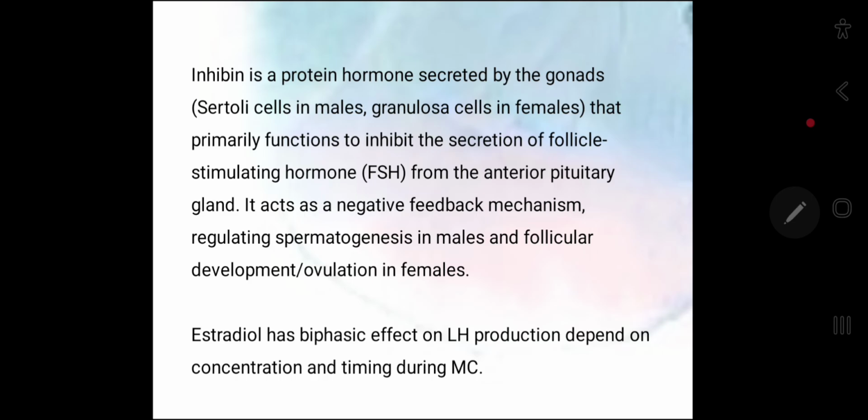Inhibin is a protein hormone secreted by granulosa cells that inhibits the secretion of FSH from the anterior pituitary. It acts as a negative feedback mechanism to regulate oogenesis and ovulation in females. As we say, estradiol has a biphasic effect on luteinizing hormone production depending on its concentration and timing during the menstrual cycle. In low and moderate concentration, it acts as negative feedback, but during mid-cycle, there is a high concentration of estrogen, which triggers the luteinizing hormone surge, responsible for ovulation.